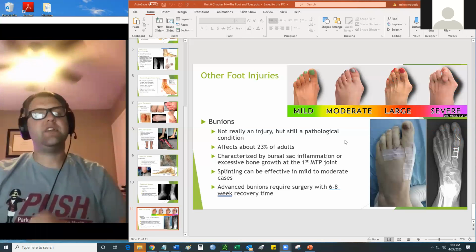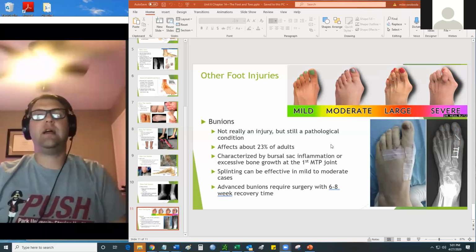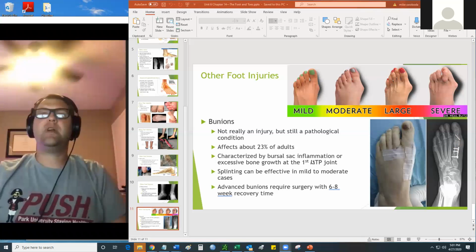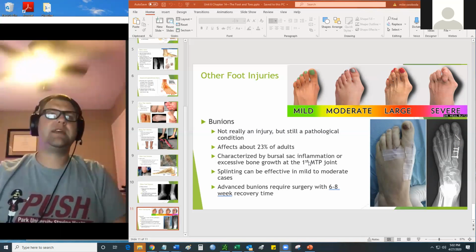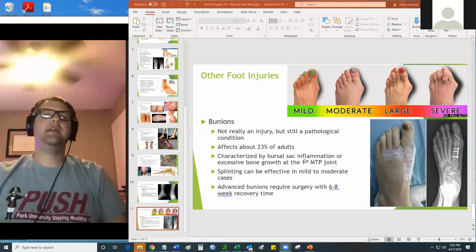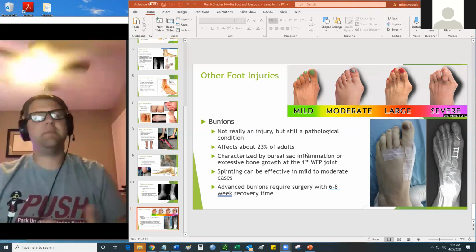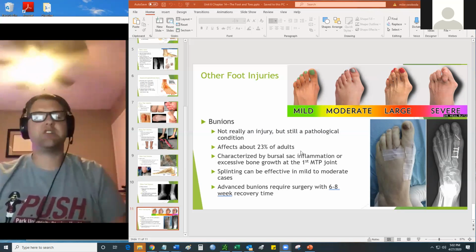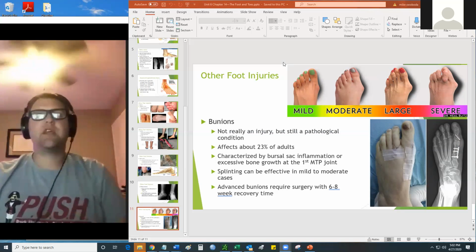So that is everything there for the foot and toes. Pretty basic here. Not a whole lot you're going to see on the athletic field outside of maybe sprains, strains, and plantar fasciitis, but it's still good to know that. So until next time, that is everything there, and I will see you all later.